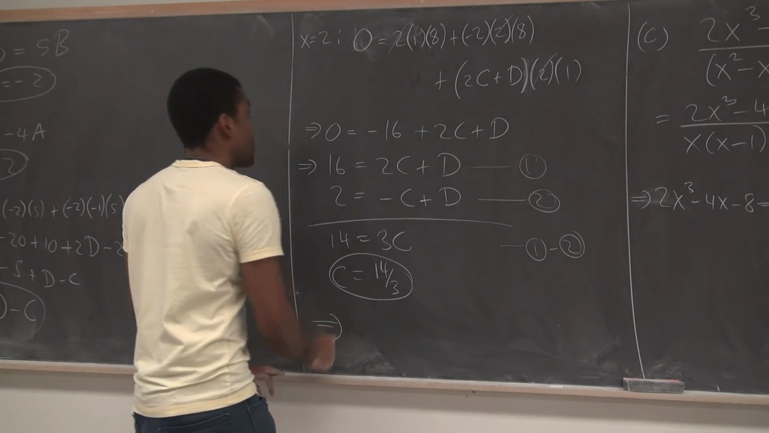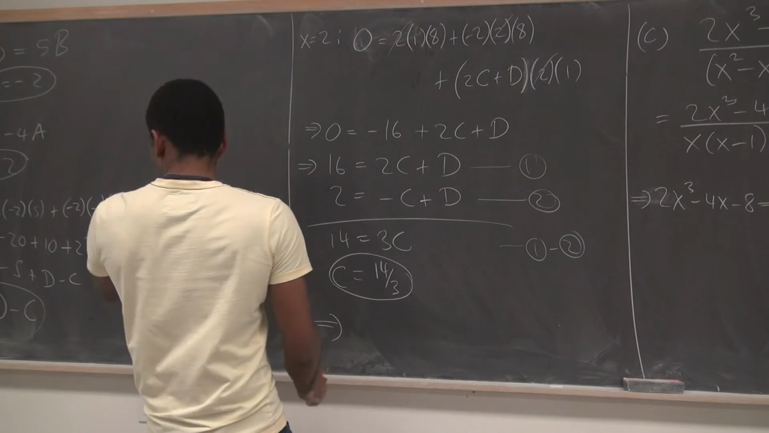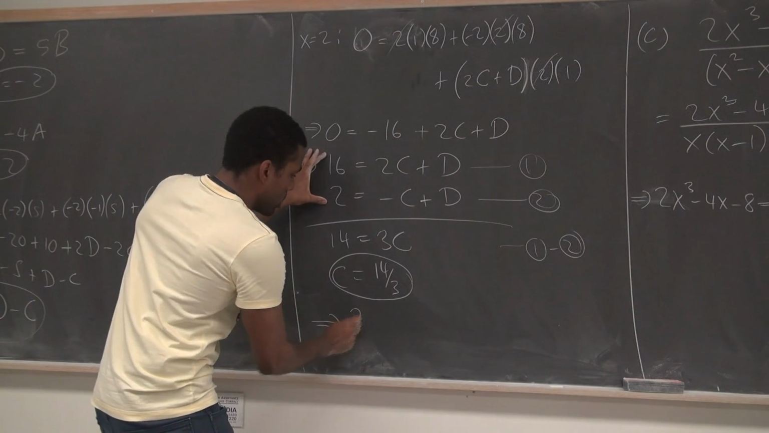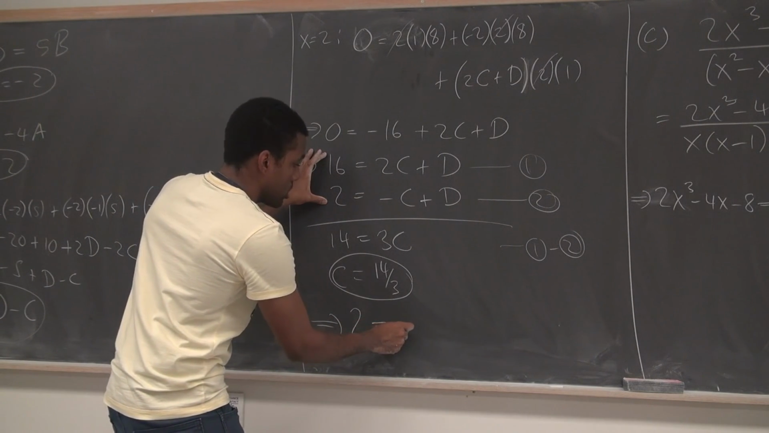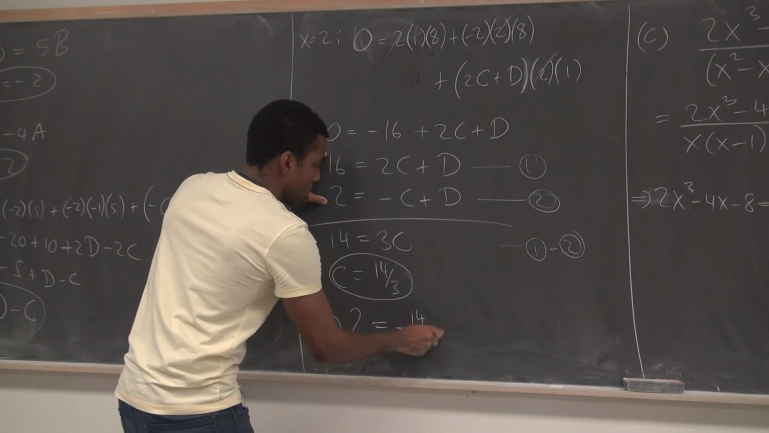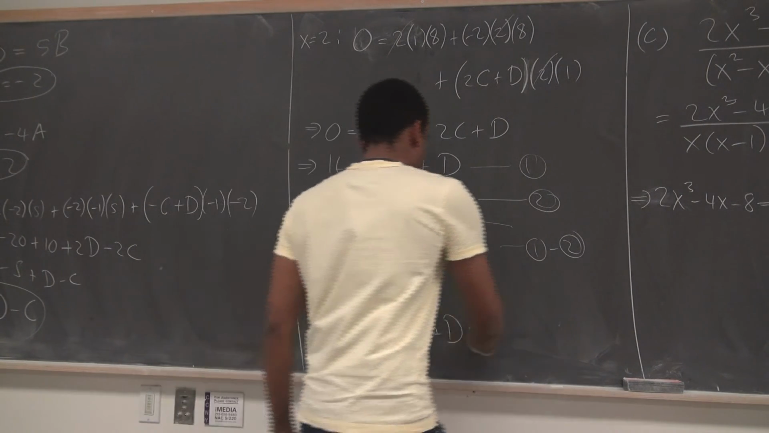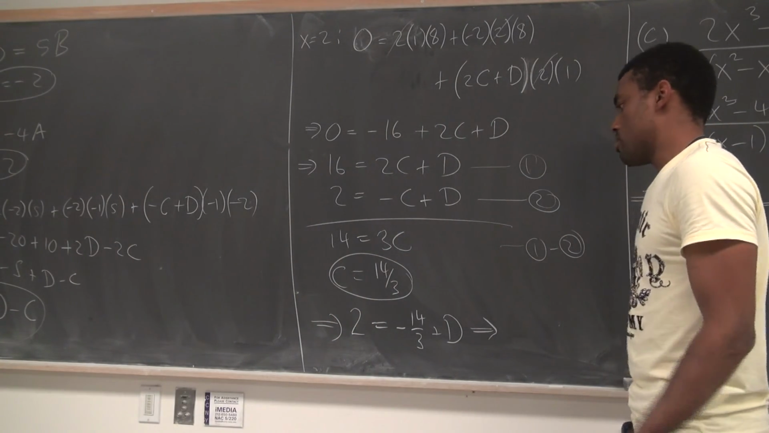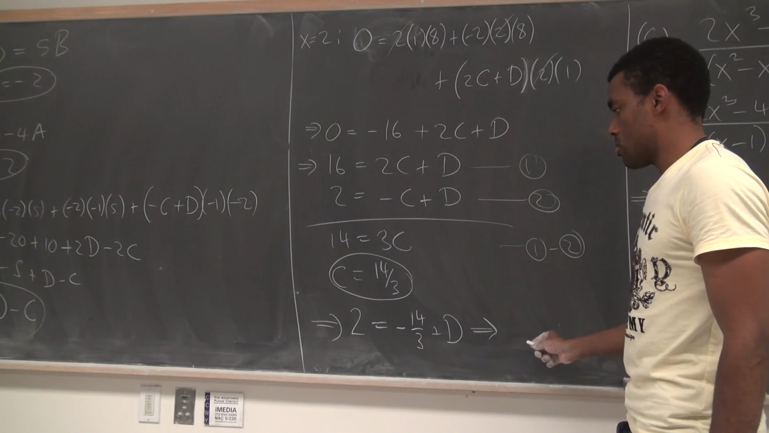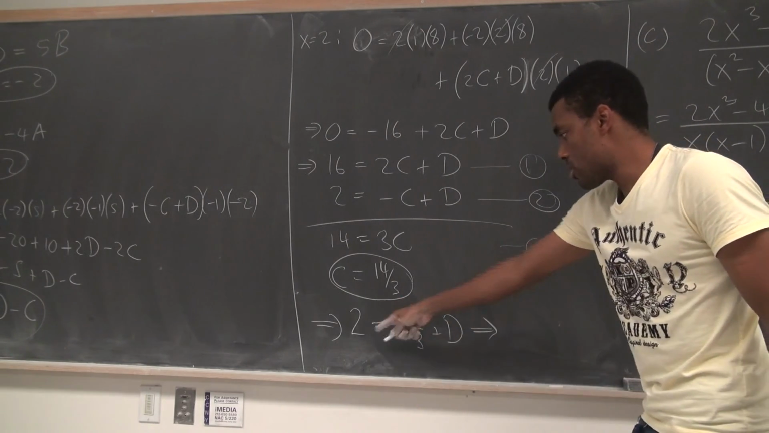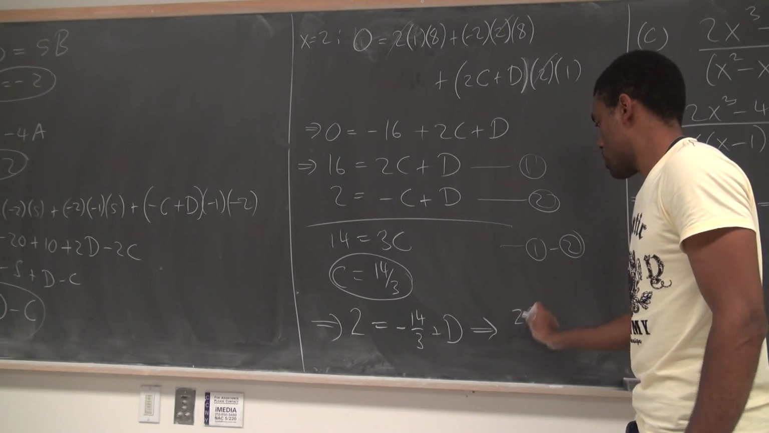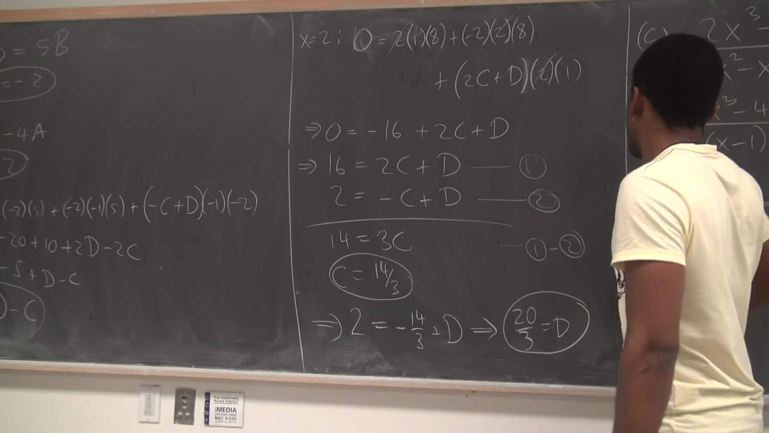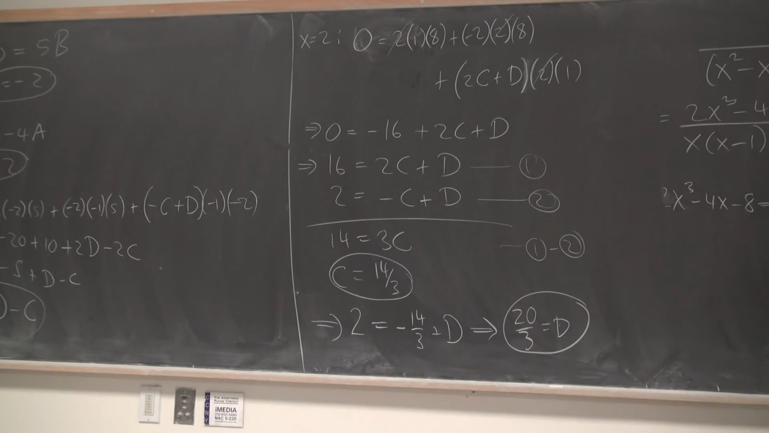And so this would mean, let me use the 2. We can use any one of these equations. Right, so let's use the smaller one. 2 equals minus c plus d, which means my d is equal to what? 2 plus 14 over 3. 2 is actually 6 over 3. So 2 is 6 over 3 plus 14 over 3, 20 over 3. So 20 over 3 equals d. And yes, it's possible to get ugly numbers like fractions.